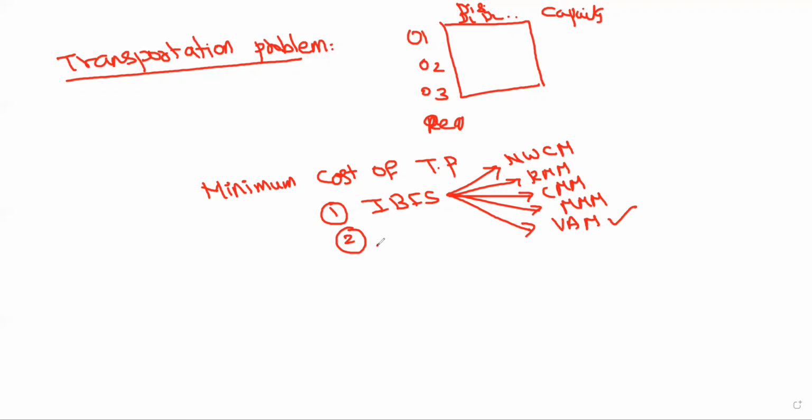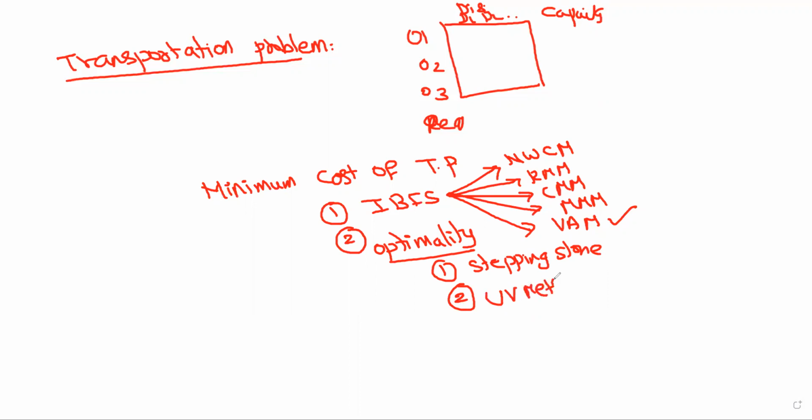Step two is we have to test for optimality. To test optimality, we have two methods: one is the stepping stone method, and one more is the UV method, which sometimes we call the MODI method. In the MODI method, whenever Zij minus Cij is less than or equal to 0, the solution is an optimal solution.